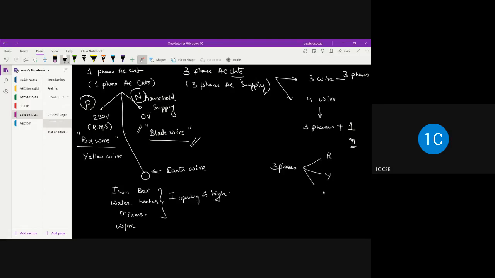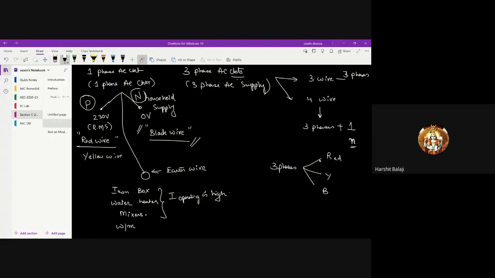Now, the three phases are red phase, Y phase, B phase. If you find a red color wire, that means that's the red phase. Yellow wire stands for yellow phase, and B stands for blue phase. Why not all three reds? Because the voltage magnitude may be the same, but the angle between the voltages are not the same in case of an AC system. In the sense, something is lagging, something is leading. Never worry about it.